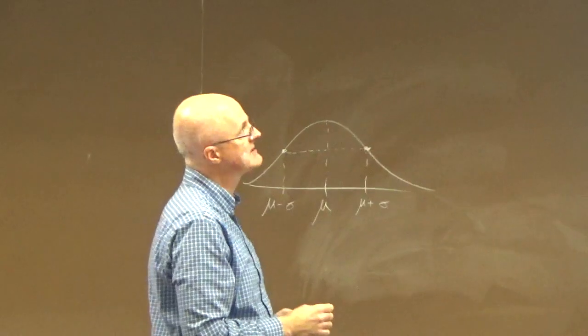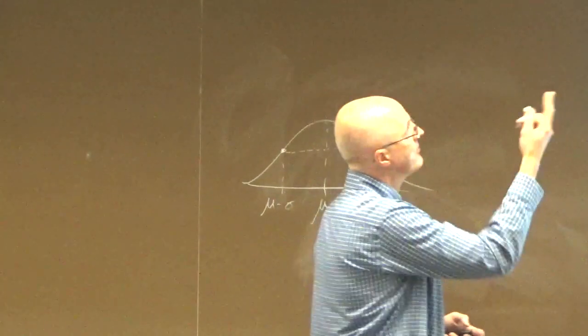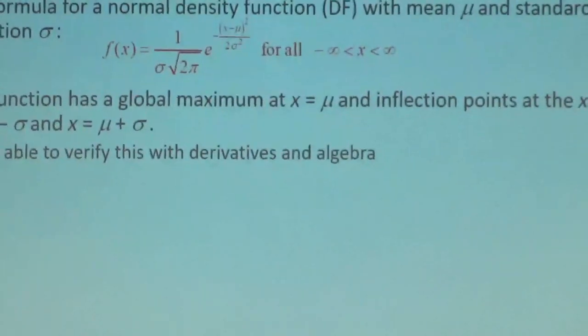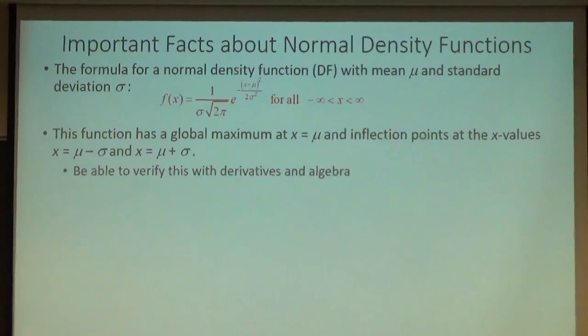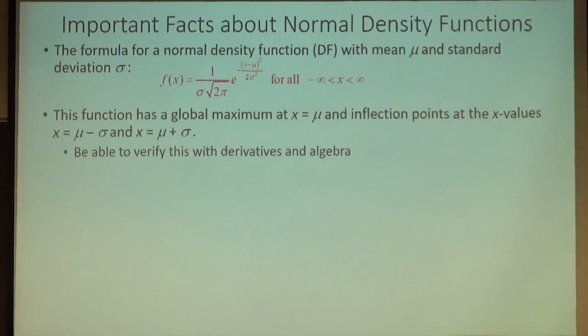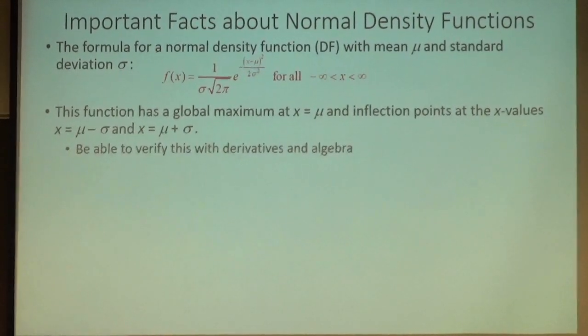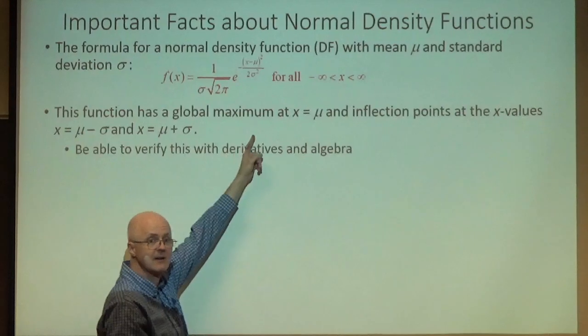What should you be able to do with this on a test, for example? You should be able to verify that there's a global max at mu and inflection points at these other points. How? By taking derivatives and setting them equal to 0 and so on. And with the critical point, show you've got a local max with either the first or second derivative test. That's not enough to prove it's a global max, but it is. The graph definitely goes lower when x moves away from mu. That should make intuitive sense just looking at the formula anyway.